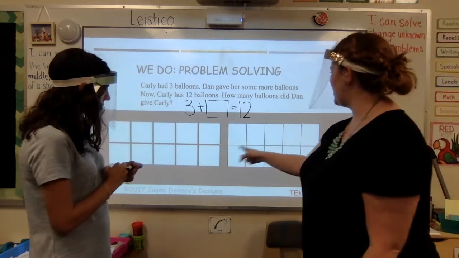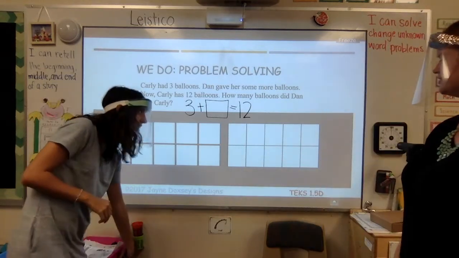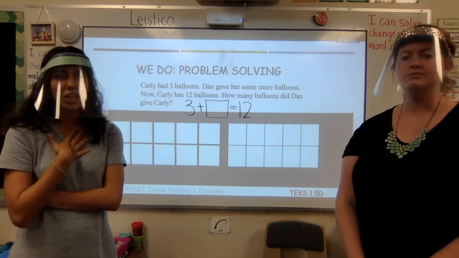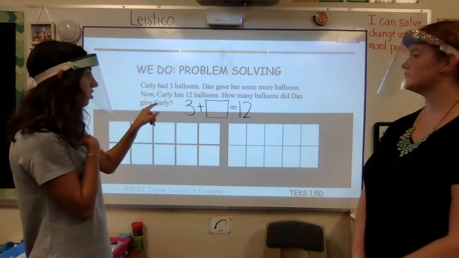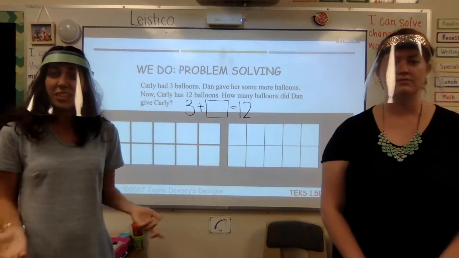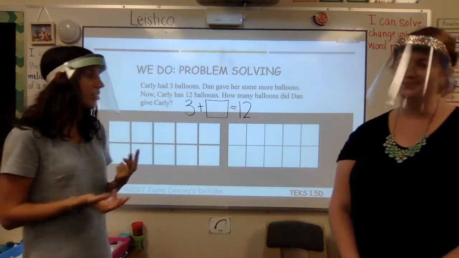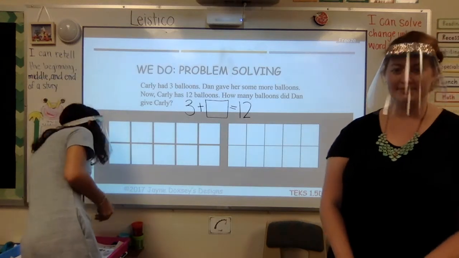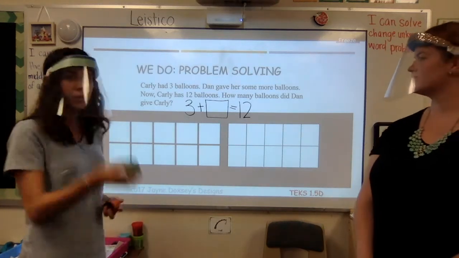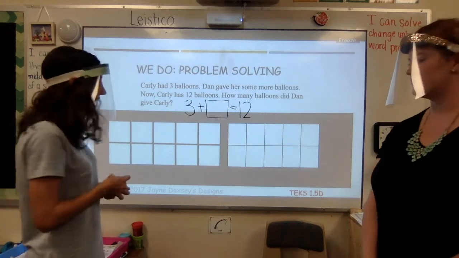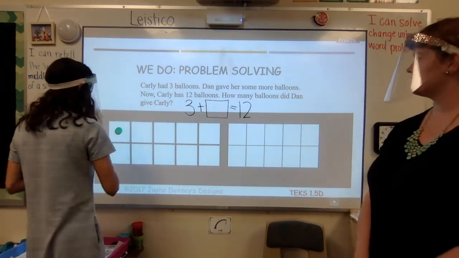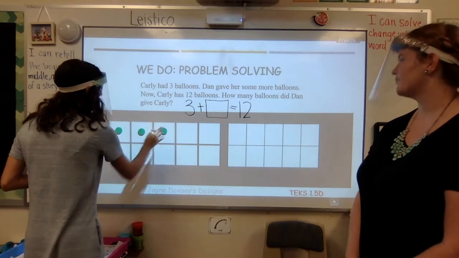Well, these look like 10 frames, Miss Lestico. It is. So I'm going to use 10 frames to solve this problem. And I know when I use 10 frames for our change unknown, it's really important to use 2 different colors so I can tell how many I'm adding and how many I started with. So I'm going to start with green for my start. And I know that she started with 3 balloons. So I'm going to put down 1, 2, 3 balloons.